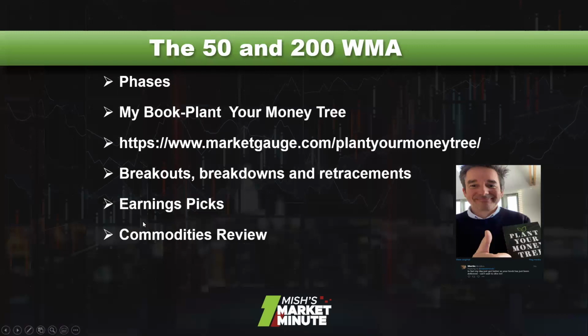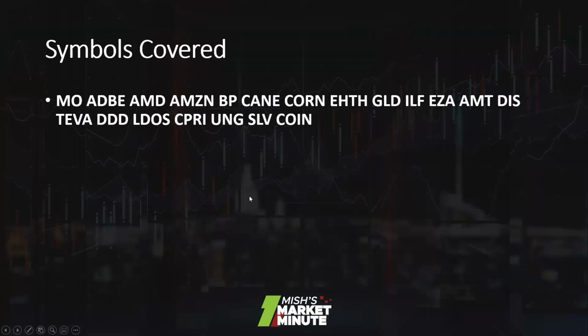So from there, I'm going to pick a few stocks to look at for earnings, and then go into a review on commodities. And of course, I always like to tell you the symbols I covered. I also think I may add something on the agriculturals, DBA, so I will add that after the fact. All right, let's get going.